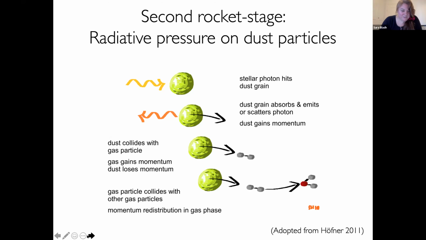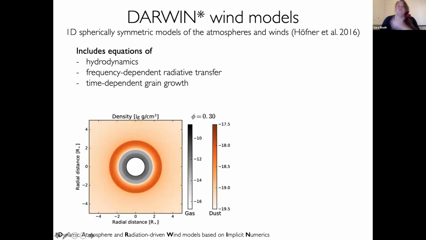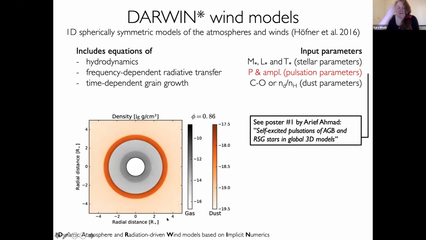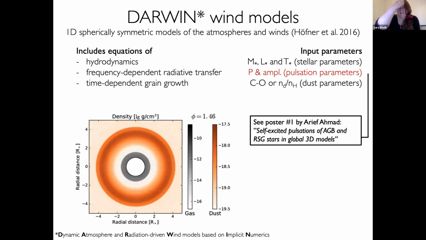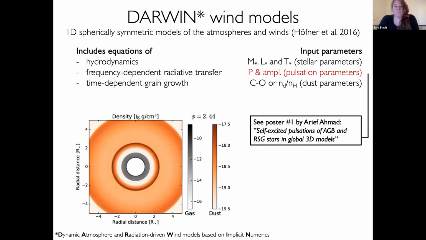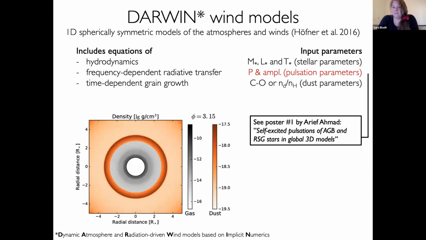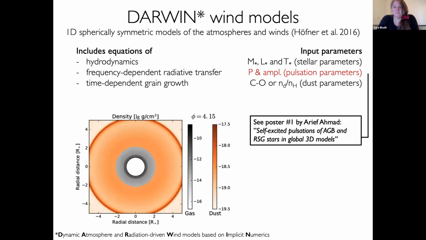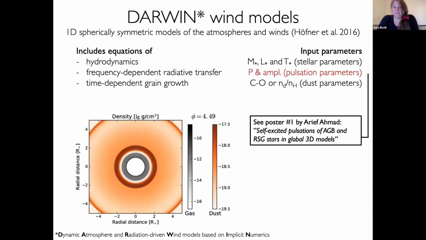So the Darwin wind models are 1D spherically symmetric descriptions of the atmospheres and winds of AGB stars. So meaning that they're purely radial outflows.